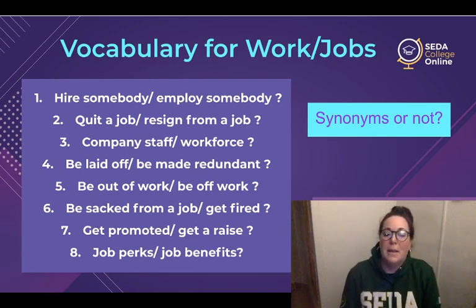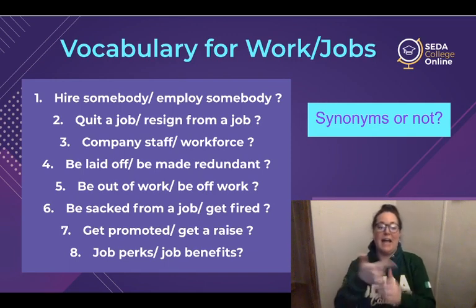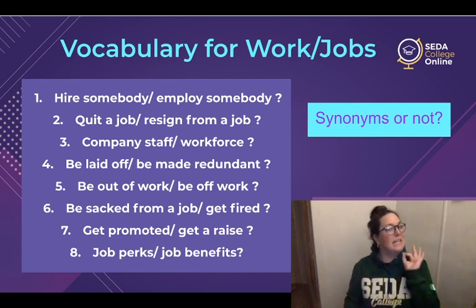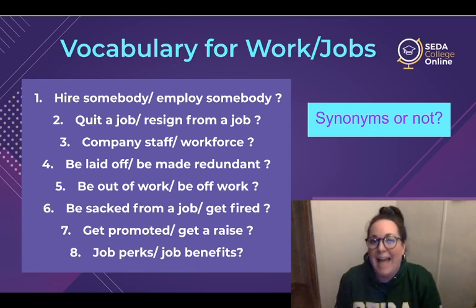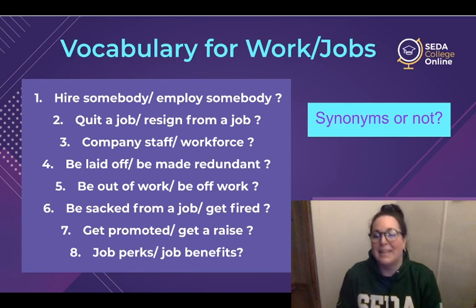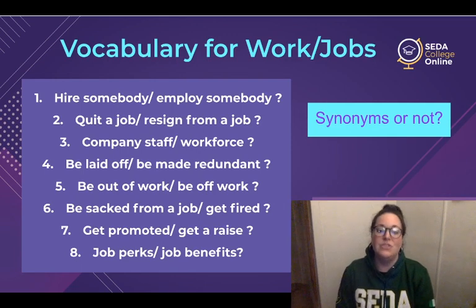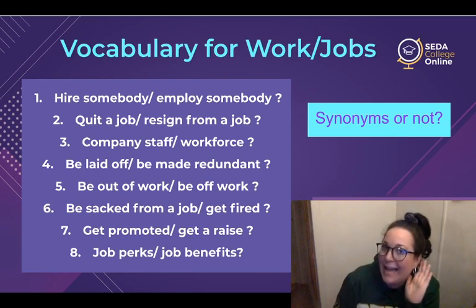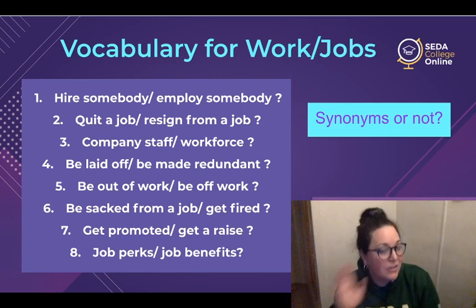6. Be sacked. Sacked. So that ed has a T sound. Very important. Sacked from a job. Be sacked from a job. Get fired. So you say it after me. Be sacked from a job. Yes. Get fired.